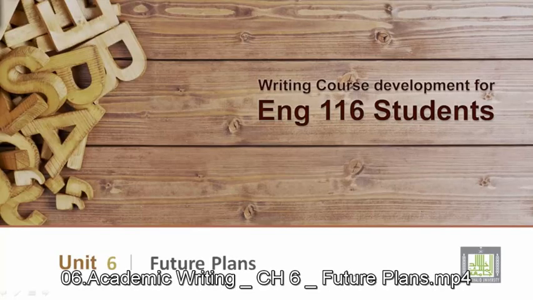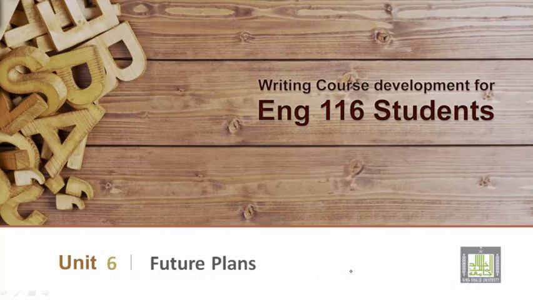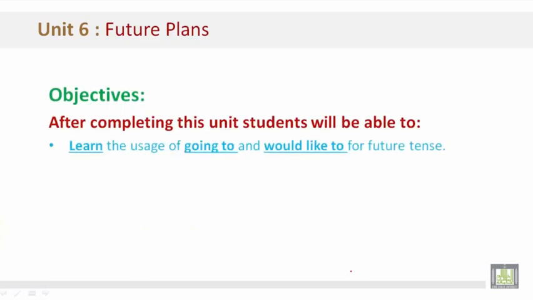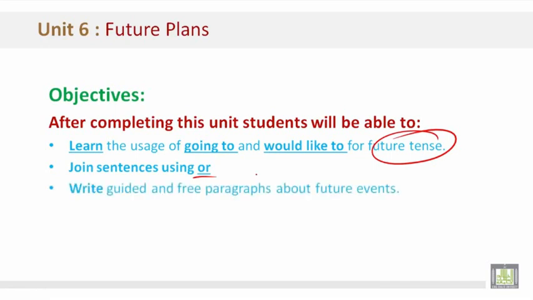Writing course development for English 116 students. Unit 6, Future Plans. Objectives. After completing this unit, students will be able to learn the usage of going to and would like to for future tense, join sentences using or, and write guided and free paragraphs about future events.